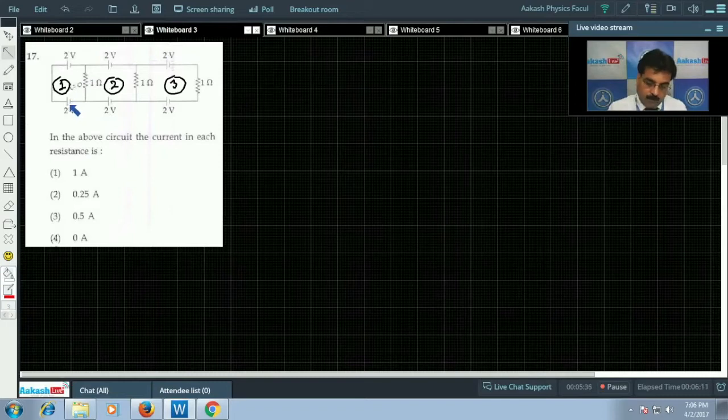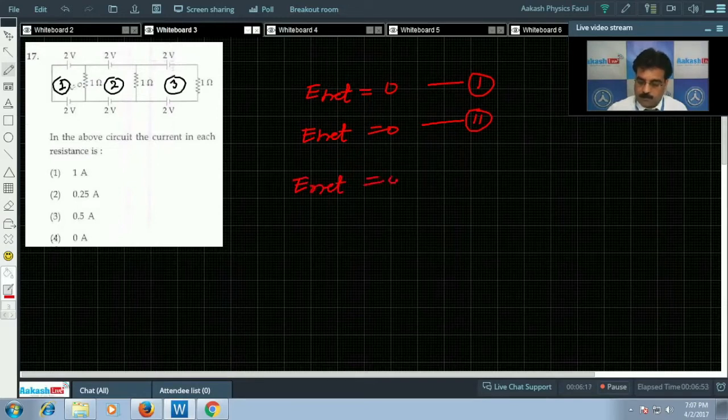Here I am going from the negative terminal to the positive terminal. So the potential will be positive. But when I go from this cell, from positive to negative, then the potential difference will be negative. So what will be the value of net EMF in this loop? 0. This is for loop 1. Similarly, if I go for the second loop, you can see here plus 2 is there, minus 2 is there. So once again for loop number 2, you will get net EMF is 0. Similarly, for the third loop, net EMF is 0. So we can say that the current in each resistance is 0. That's why my option number 4 will be correct.